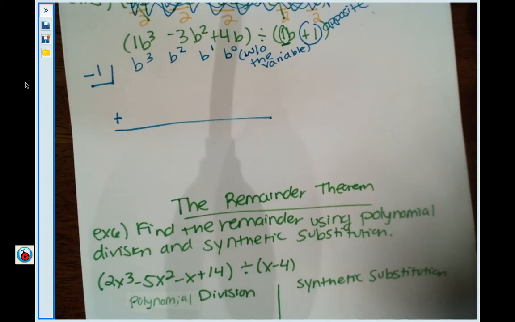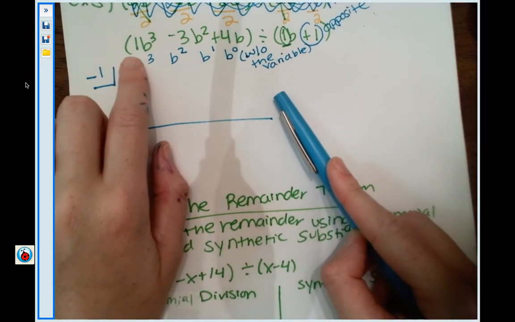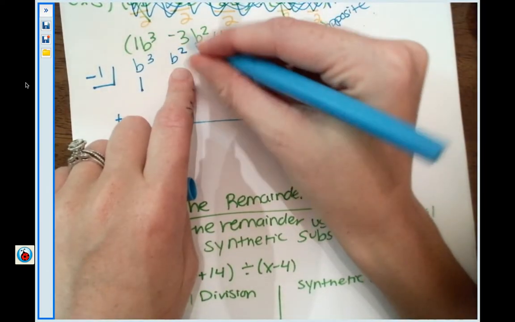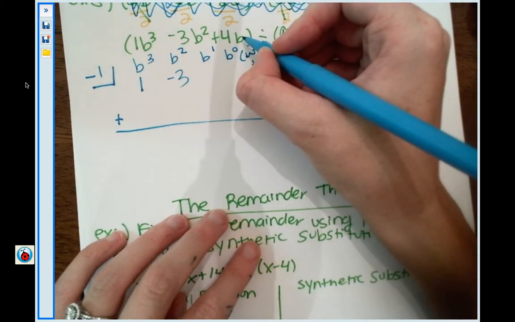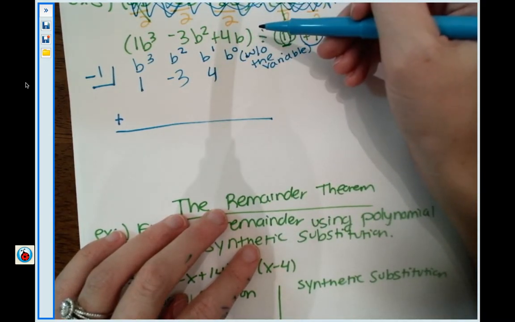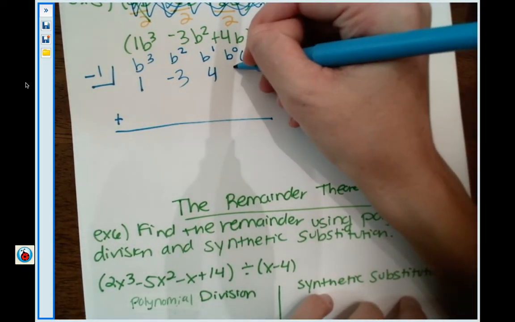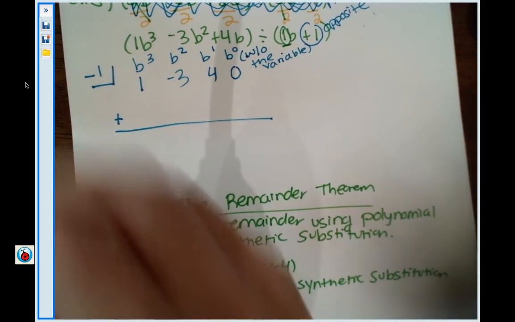Without the variable. Okay, so I'm going to be writing my coefficients down. So, the coefficient of b to the third is 1. So I'm going to write a 1 here. Okay, the coefficient of b to the second is negative 3. My coefficient of b to the first is a 4. And I don't have a number without a variable. So guess what, you guys? We have to put in a 0 placeholder. Okay? Alright, guys, let the synthetic division begin.